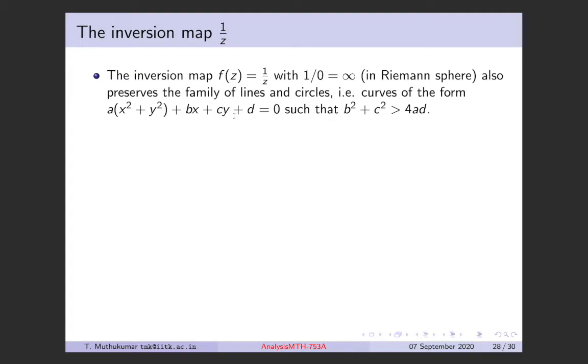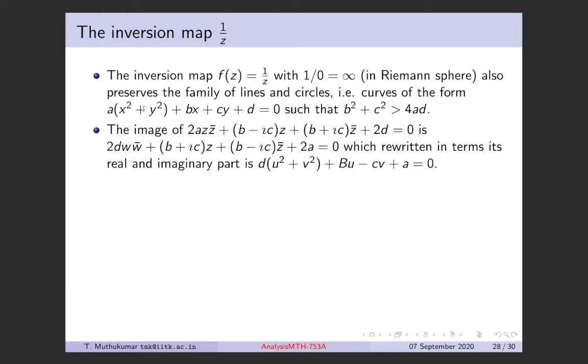Okay, so what we need to check is that the image of this family is also the same family. Now use this fact: if x and y are the real and imaginary parts of a complex number, then the real part is z plus conjugate of z over 2, and the imaginary part is z minus conjugate of z over 2i, right? Use that fact and rewrite this in terms of z. So this equation here is precisely the equation you have here, right?